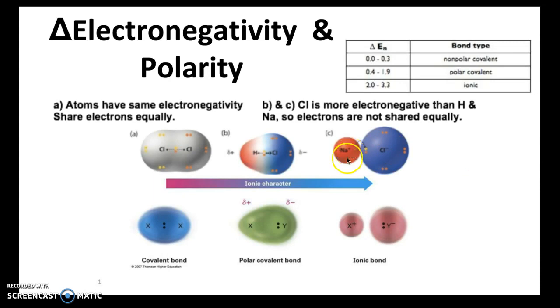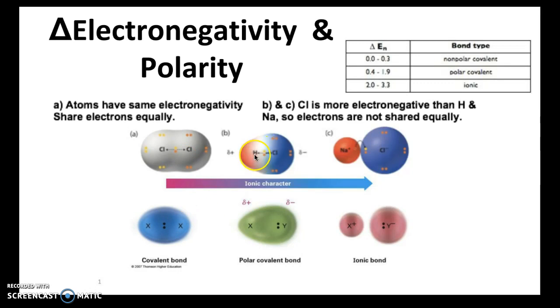So what does that look like in molecules? Here we have, for example, 2 chlorine atoms. So they have the same electronegativity. They're equally strong. So they're going to share the electron equally. Not one of them is going to pull it more than the other. And as you can see, the electrons are directly in between the 2 atoms.